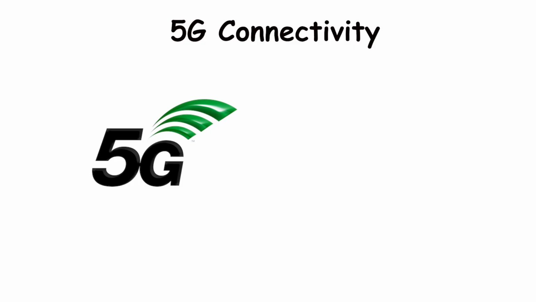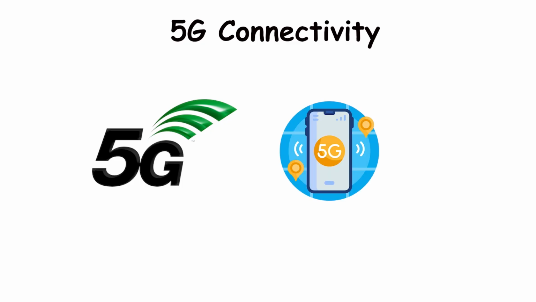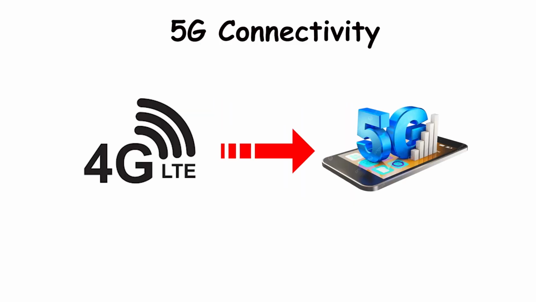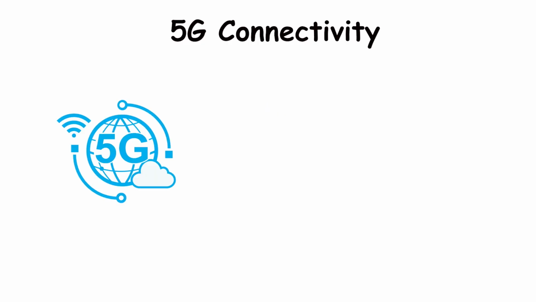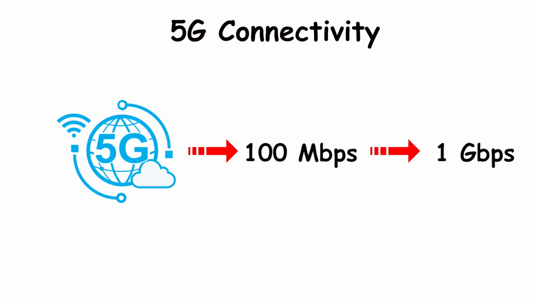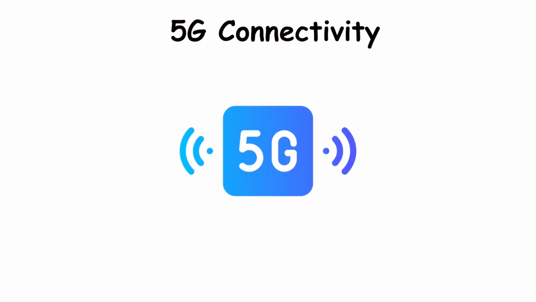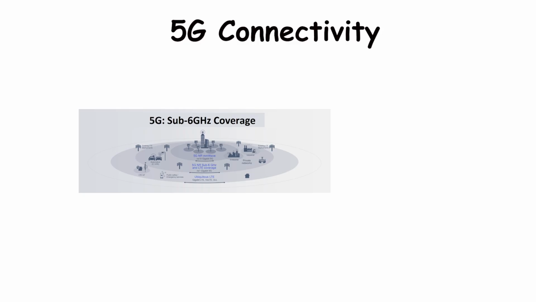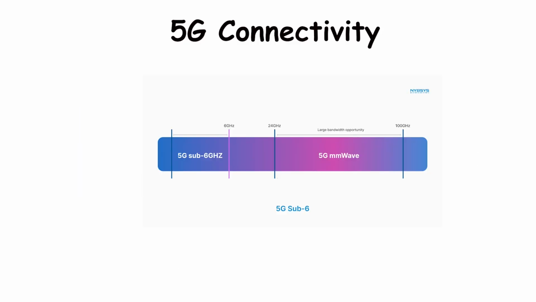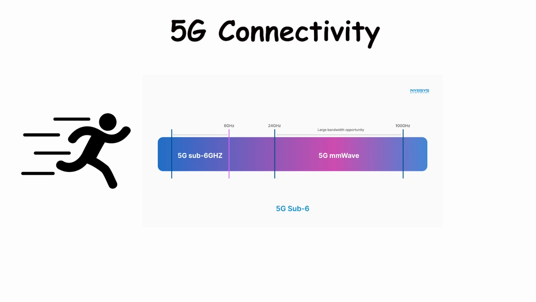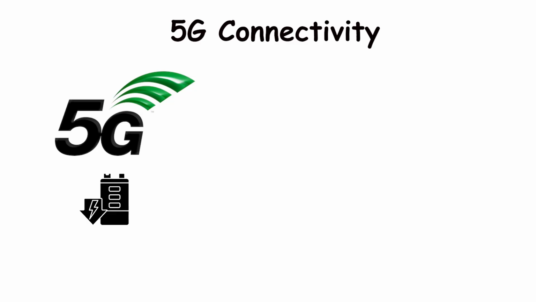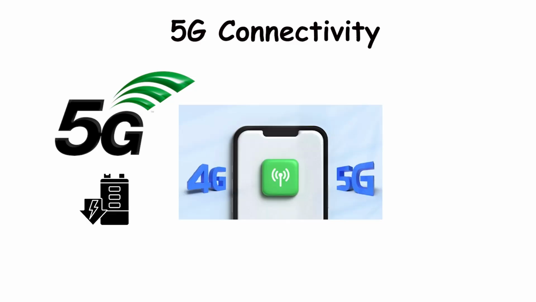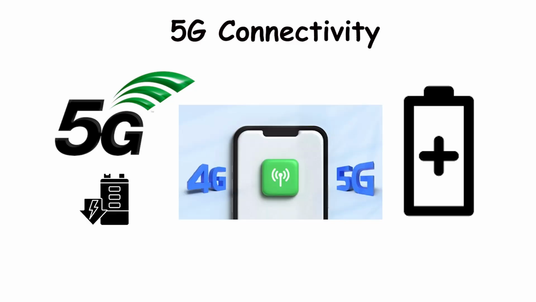5G connectivity. 5G is the latest generation of mobile network technology, and it's way faster than 4G LTE. In theory, 5G can reach speeds up to 10 gigabits per second, but in real-world use, you'll usually get speeds between 100 megabits per second to 1 gigabit per second. There are two types of 5G. Sub-6 GHz, which is slower but has better coverage, and millimeter wave, which is super fast but has very limited range and can't go through walls. The thing is, 5G also drains battery faster than 4G, which is why many phones let you switch between 4G and 5G to save power.